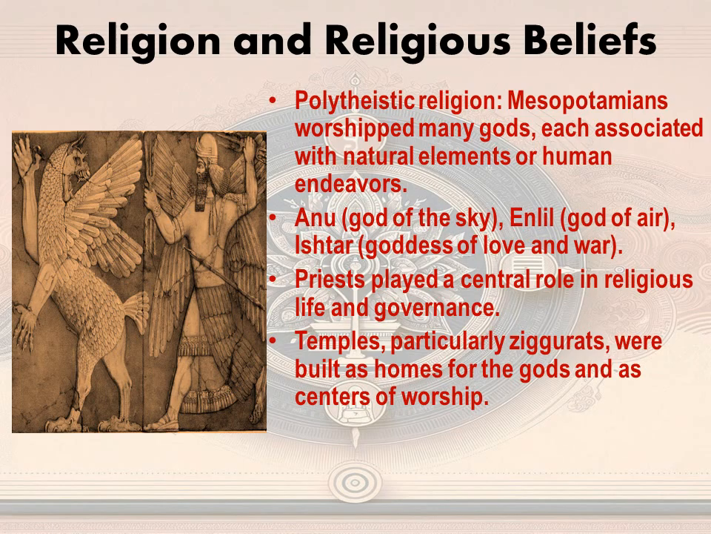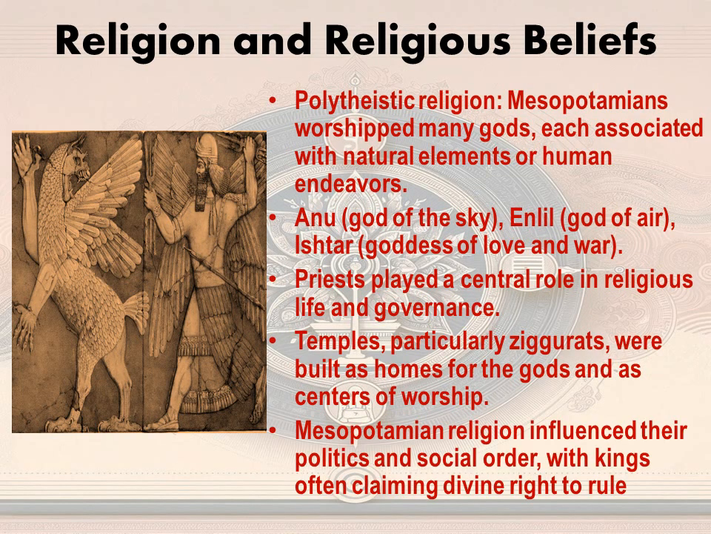Temples, particularly ziggurats, were built as homes for gods and as centers of worship. So there were temples because gods need a place to stay, right? So those places in every culture are called temples. Temples were specifically called ziggurats, and they were built as homes for gods. It is a place where gods used to stay, and a center of worship. Now people used to go to those places and worship their god. Thus ziggurats are homes of gods and also centers of worship.